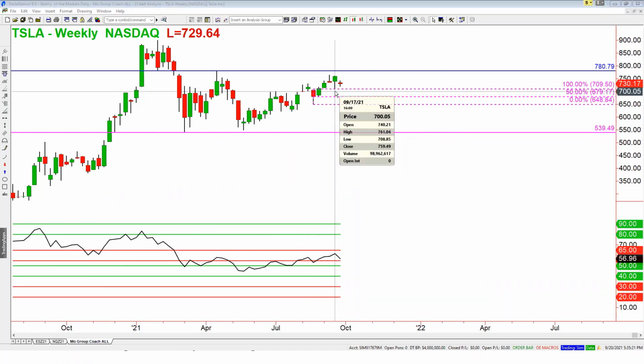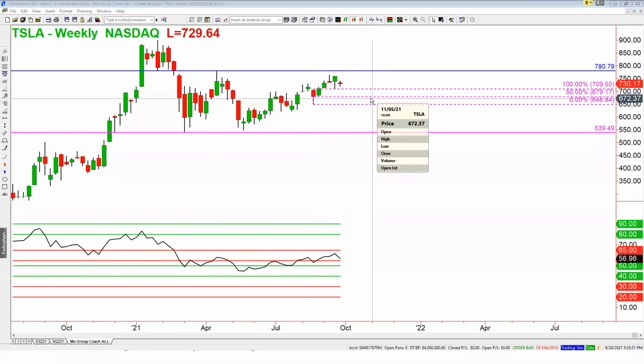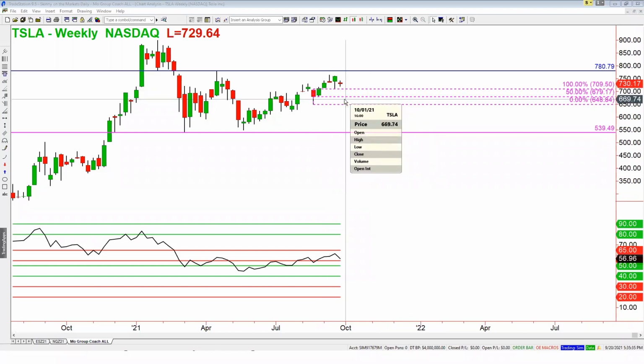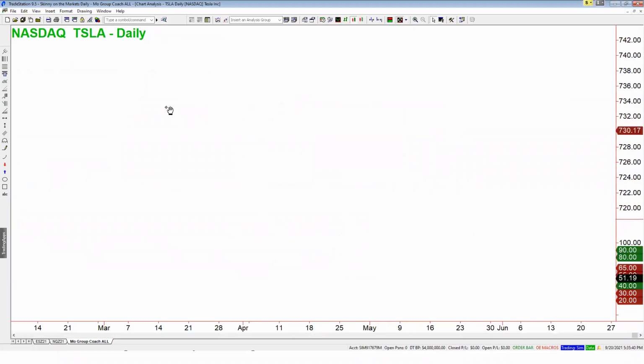Low. So 708.85 came to 709.50. Do you guys see that? How last week's low was very close to this high on Tesla? Please type a Y. Next support is 679.17, Tara. I would watch out for that if we keep going lower. Now on the resistance, my timer says to go to the daily chart.